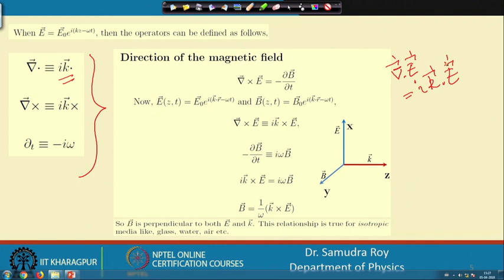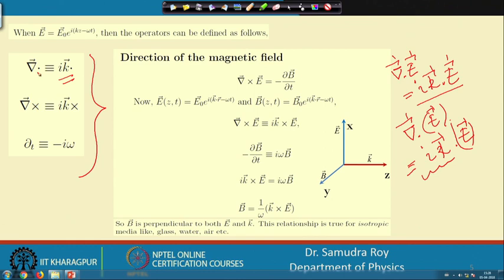If this is one dimension, then it should be i k E, but if it is in vector form, this is the form. So, from here I can see that if this is the operator operating over E, and E has a plane wave solution, this is equivalent to i k operating over E. So, from here we can say that i k is equivalent to this operator. We are going to use this in several places. So, that is why it is important.